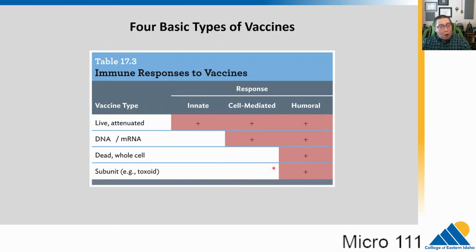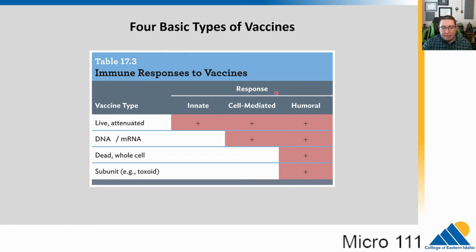So one of our criteria was that it needs to stimulate the immune response. Unfortunately, the best way to do this is using a live attenuated virus. That's because it's live and can replicate and will actually stimulate a bit of the innate immune system. It will stimulate both the cell-mediated and the humoral systems as well in the adaptive system.